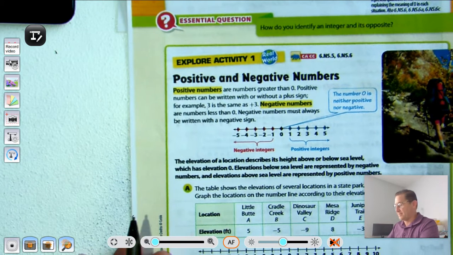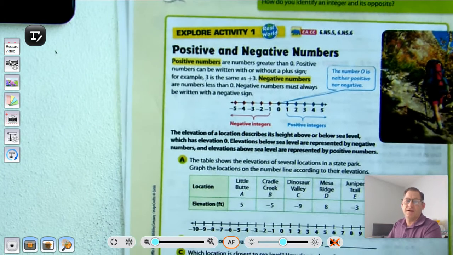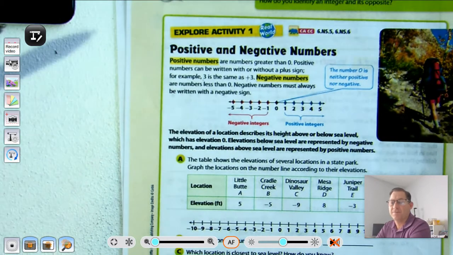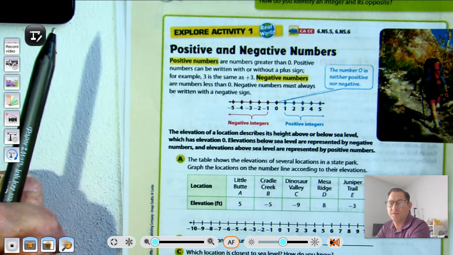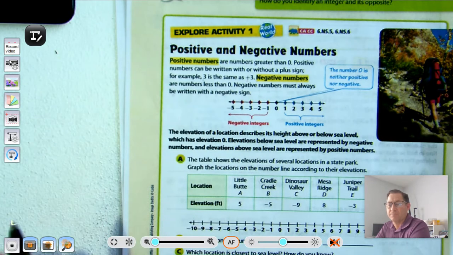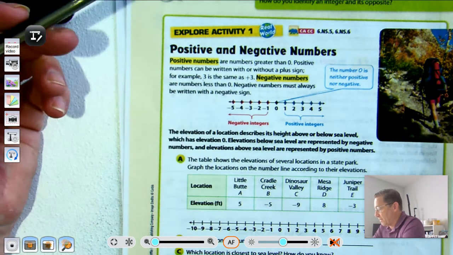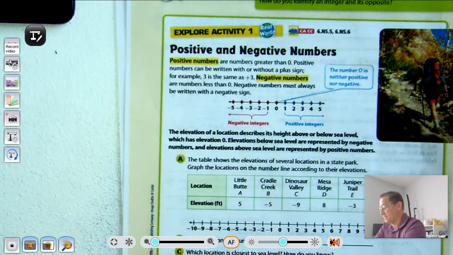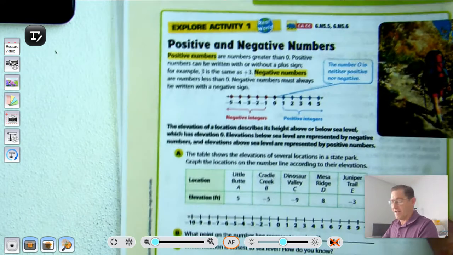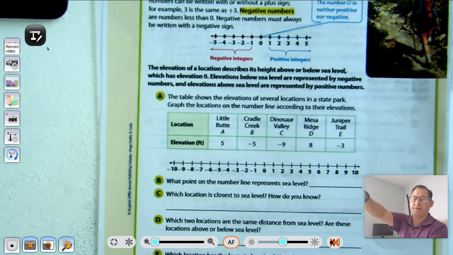All right, so let's look at this first discussion. The elevation, the height of a location, describes its height above or below sea level, which has elevation 0. So sea level is 0. Anything above sea level is positive. Anything below sea level will be negative. So elevations below sea level are represented by negative numbers, and elevations above sea level are represented by positive numbers. So the table shows the elevations of several locations in a state park. Graph the locations on the number line according to their elevations.